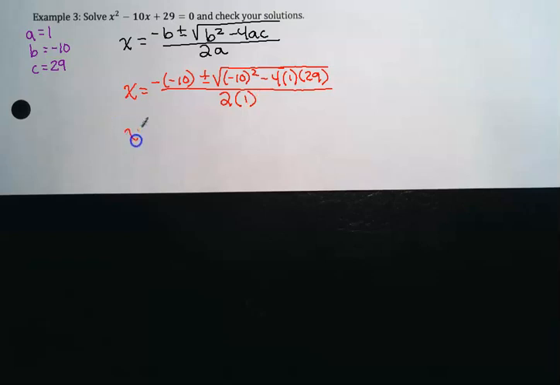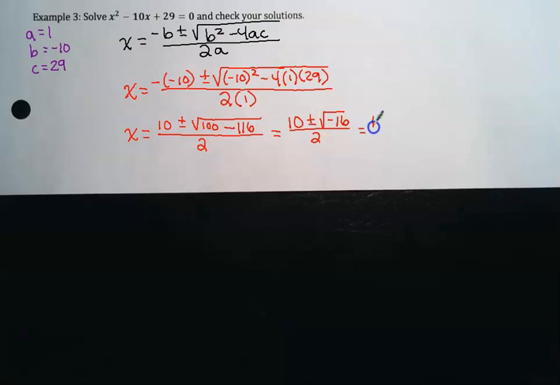Okay, so x is equal to a negative times negative 10 is a positive 10, plus or minus the square root of negative 10 squared is 100, minus 4 times 1 times 29, 4 times 29 is 116, all divided by 2 times 1 is 2. So we've got 10 plus or minus the square root of 100 minus 116 is negative 16, all over 2. All right, again, we know how to simplify this, right?